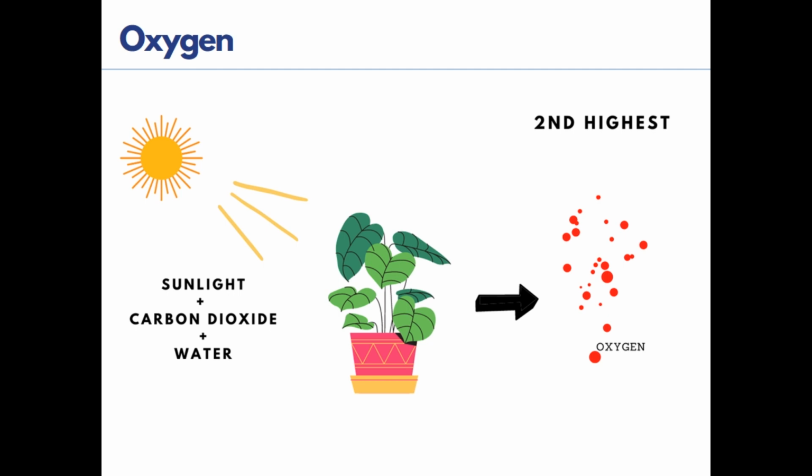The second most abundant gas is oxygen. Both humans and animals consume oxygen for breathing. During the process of photosynthesis, plants produce the oxygen that we inhale. Photosynthesis is a scientific process by which plants prepare their own food with the help of sunlight, carbon dioxide, and water.